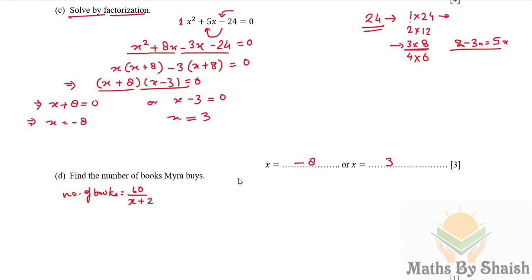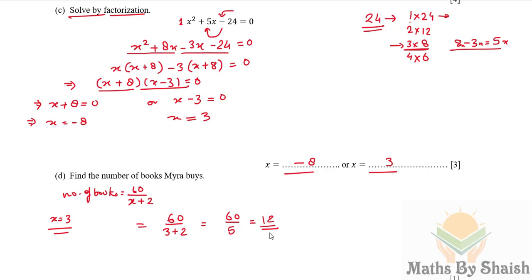Now we have two values of x, minus 8 and 3. But since x is a price, it cannot be negative. The only possibility is x equals 3. It means the number of books would be 60 over 3 plus 2, that is 60 over 5, and it is 12. So the number of books Myra buys was 12. I hope it is clear.